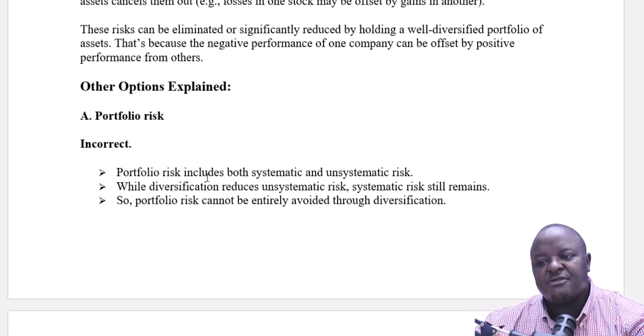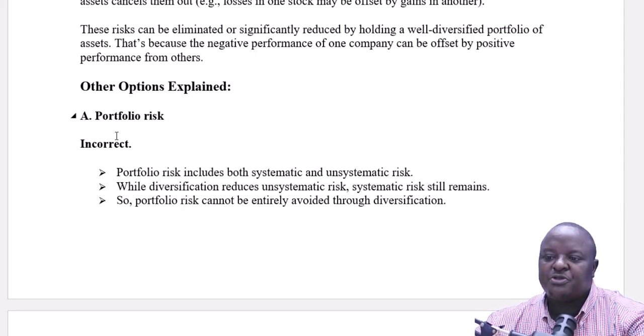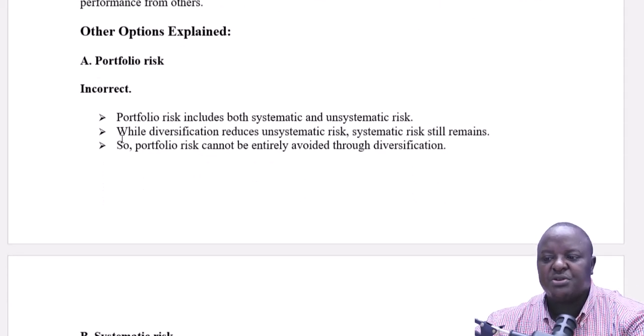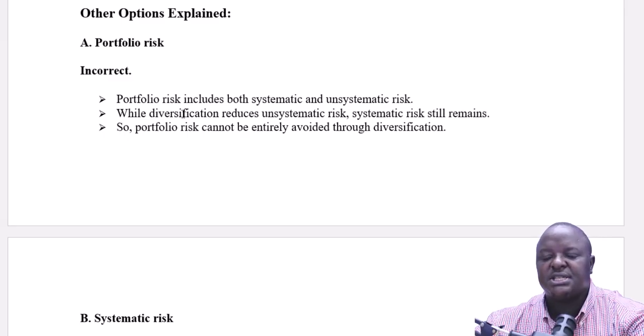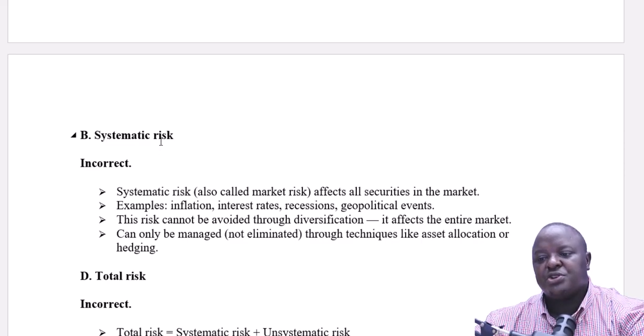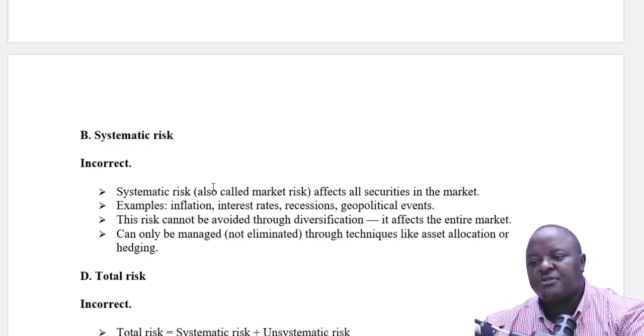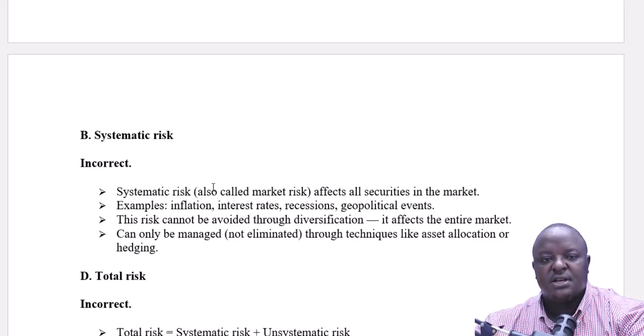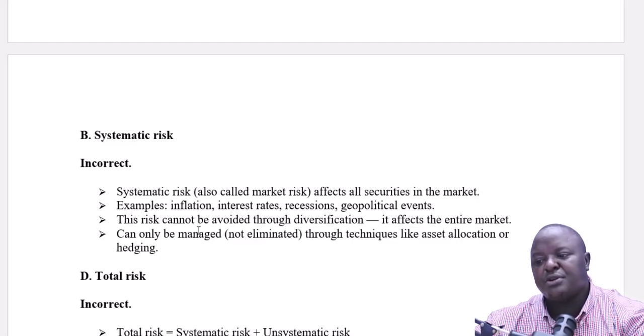But when you look at the other options, portfolio risk is incorrect because portfolio risk includes both systematic and unsystematic risk. While diversification reduces unsystematic risk, systematic risk still remains. So portfolio risk cannot be entirely avoided through diversification. Systematic risk, also called market risk, affects all securities in the market, like inflation, interest rates, recession, geopolitical events, and all those. So this risk cannot be avoided through diversification. It affects the entire market.